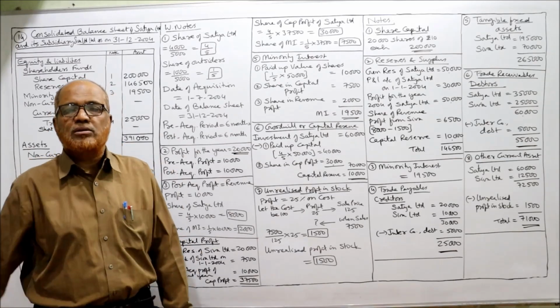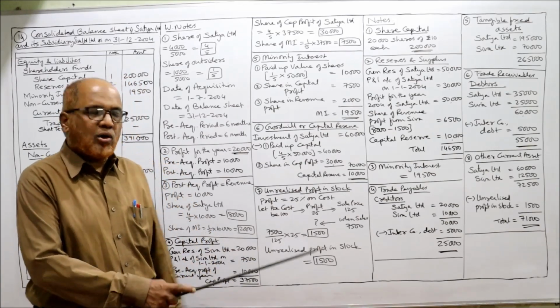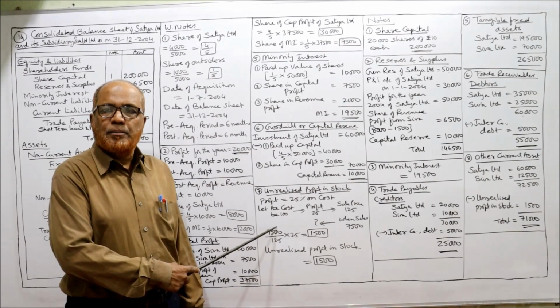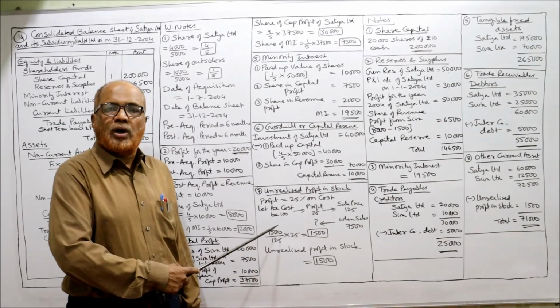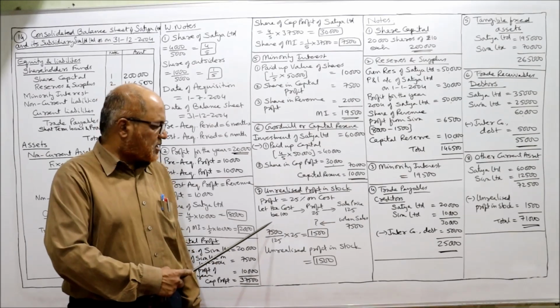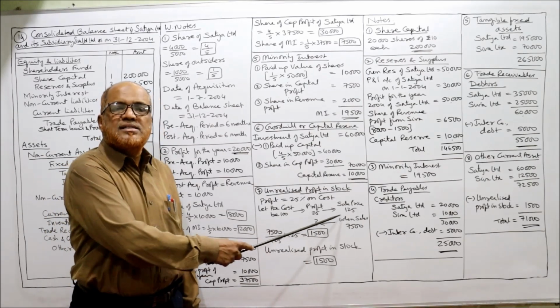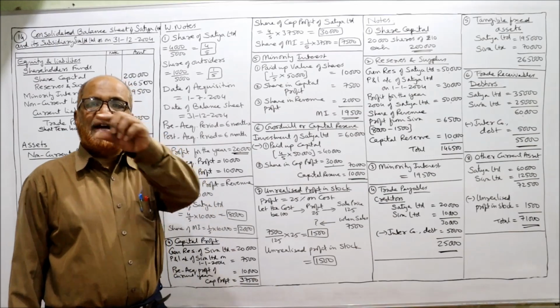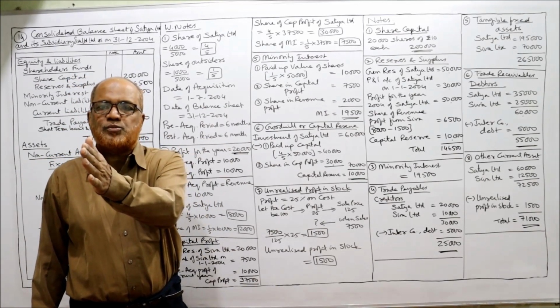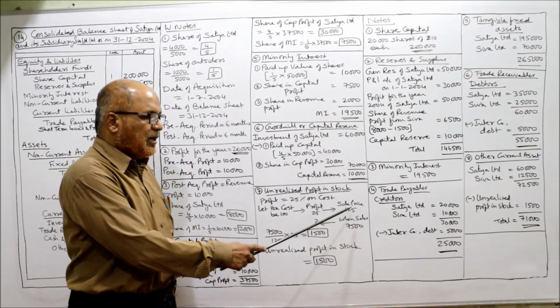We want the cost. So we'll make a supposition: let the cost be 100. Profit is 25%, so 25% of 100 is 25 rupees. So cost 100, profit 25, sale price 125. We made an equation: if 100 rupees is the cost, 25 rupees is the profit, and 125 rupees is the selling price.